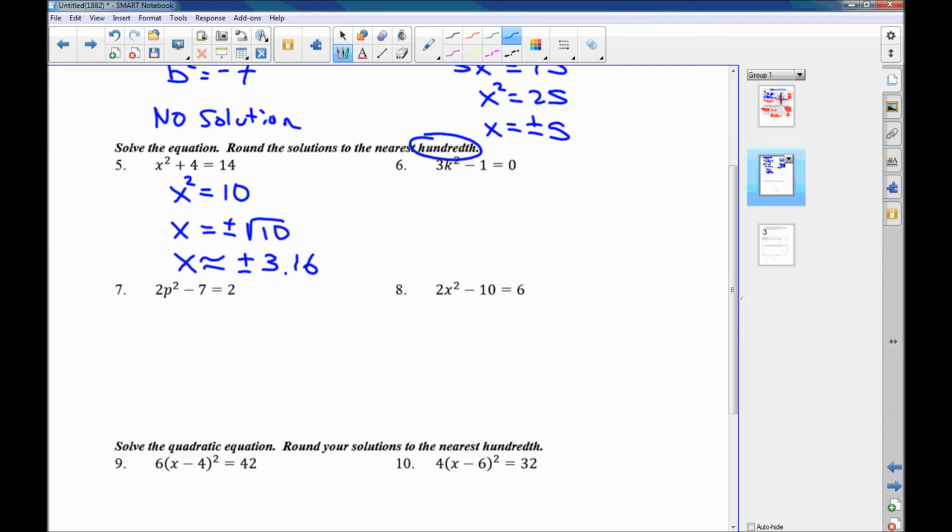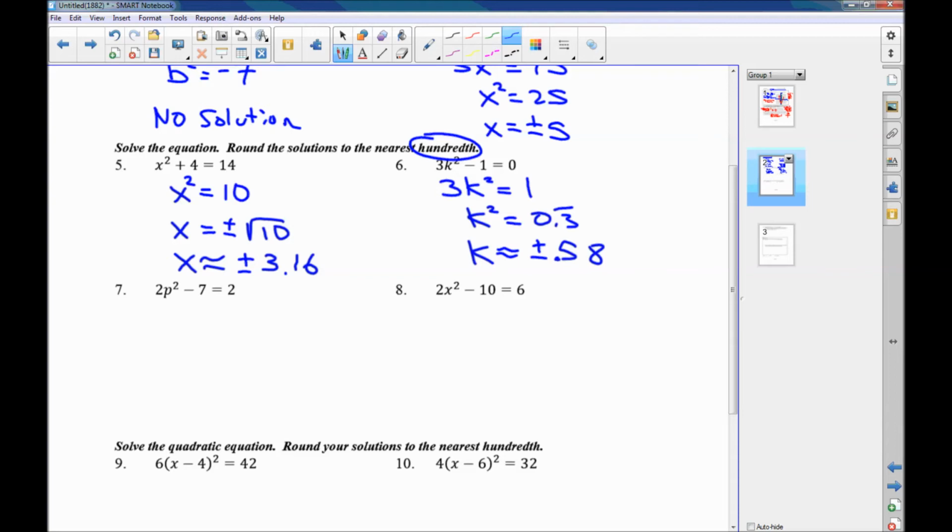Number 6, we're going to add 1 to both sides. We're still trying to get the k squared by itself. We're going to divide by 3, so this will give us 0.3 with a bar. Then we'll take our square root of this, and we're just going to go ahead and round. So the square root of 1/3 is plus or minus 0.58.